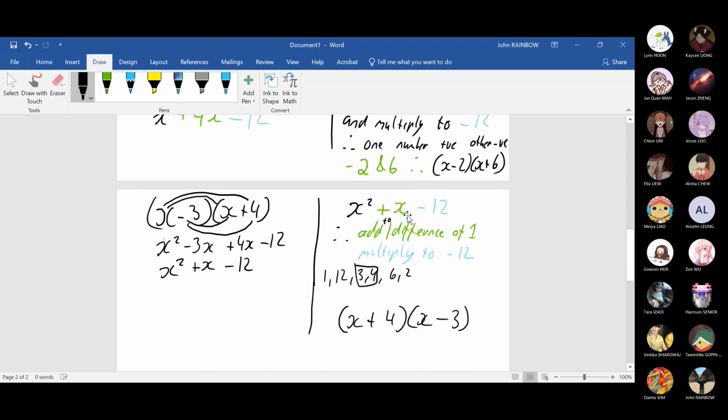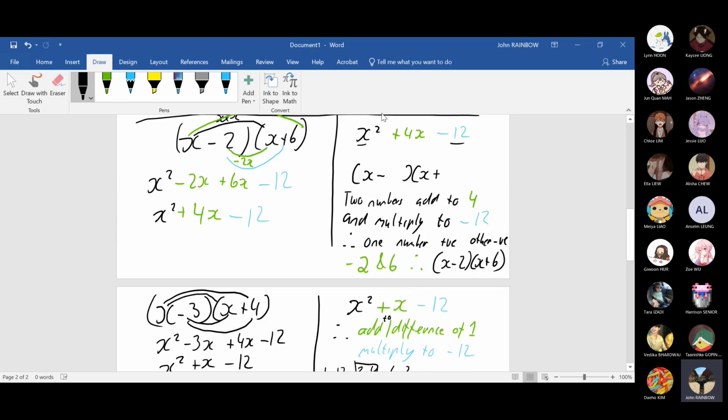Here, again, I'm looking at this one, x squared, so that has to be x and x. One has to be negative, one has to be positive, and the difference of it needs to be 1. So it's going to be 3 and 4. Where here, notice it was still negative 12, but the difference needs to be 4. So it would be 6 and 2.